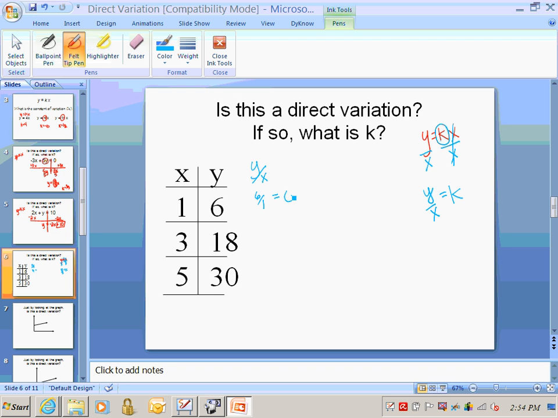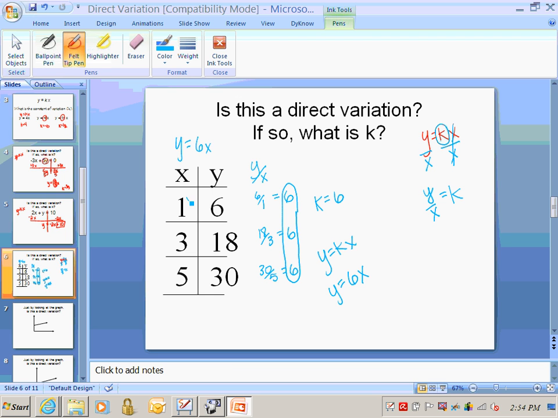So my y divided by x here would be 6 divided by 1, which is 6. 18 divided by 3, which is 6. 30 divided by 5, which is 6. They're all the same number, so is this a direct variation? Yes. So I know my k equals 6. So now I could actually write an equation really quick. Y equals k times x. So y equals 6 times x.